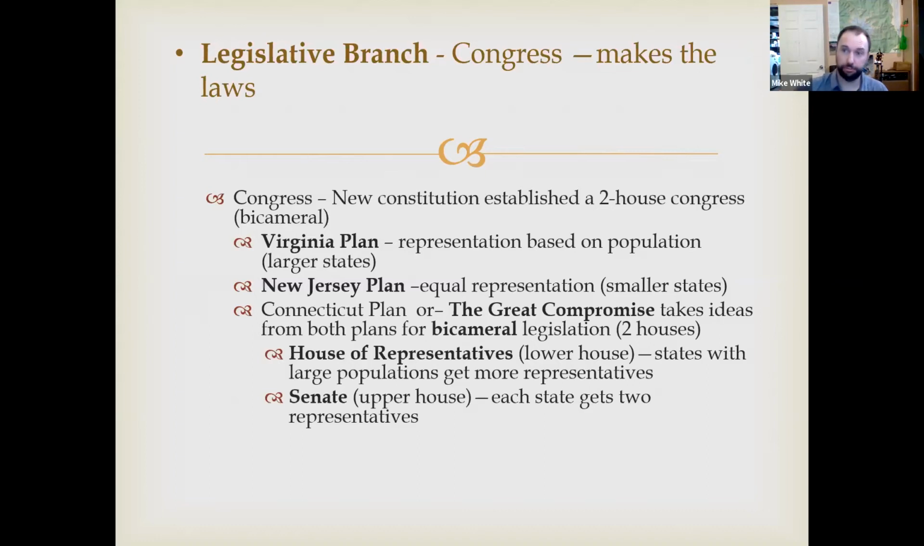Should it be everyone gets the same, or should it be proportional to population? And so when we redid the Constitution, this compromise came about where we created two separate bodies, one which was based on population, and one which was given equal representation to all the states. So the House of Representatives is what we call the lower house. In other words, stuff starts in the House of Representatives, but then has to go up to the Senate.